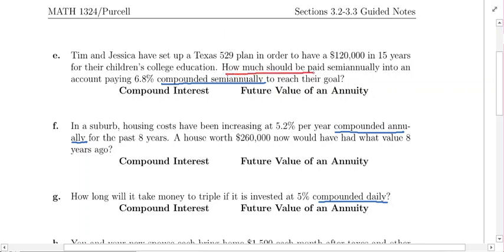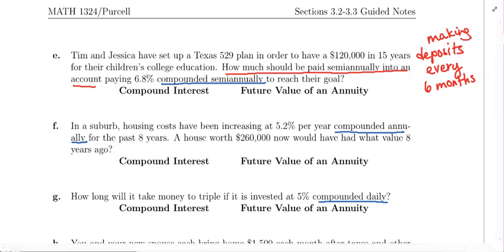How much should be paid semi-annually into the account? So what happens here is they're making deposits. Remember, semi-annually means twice a year. So they're making deposits every 6 months. Since there are regular deposits into the account, that makes this a future value of an annuity problem.